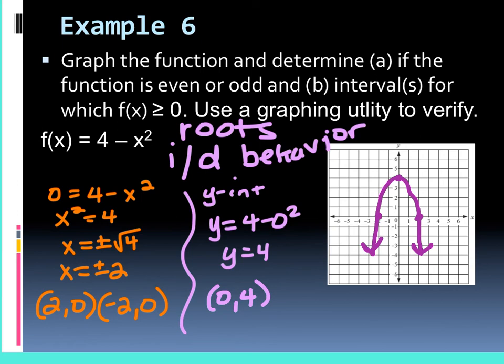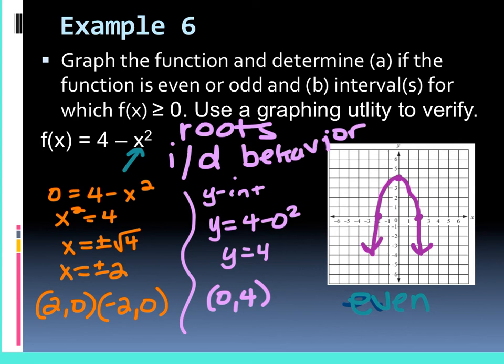Is this graph even or odd? It's even. Why? Symmetric over the y-axis. Good. Symmetric over the y-axis. I can fold this in half and it's going to overlap vertically, right? Or I could take a negative x and plug it in there. Negative x squared is going to go back to positive x squared. So my equation goes unchanged. You could check it either way.